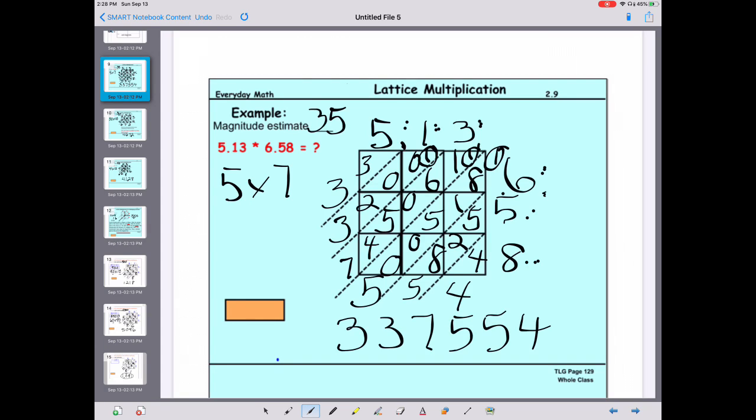3, 3, 7, 5, 5, 4. How do I make that close to 35? I'd have to go clear up here. 33.